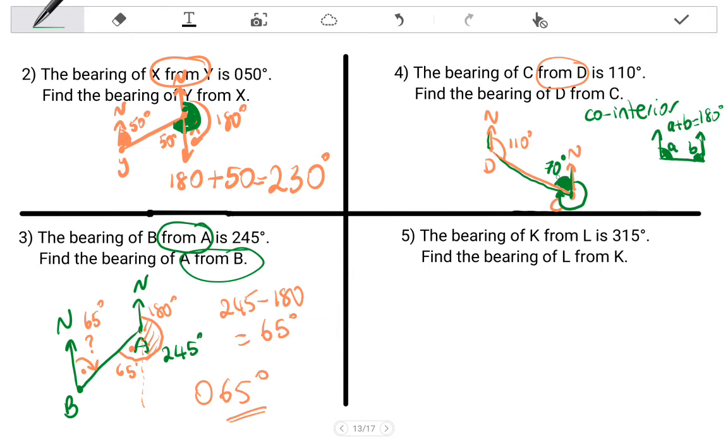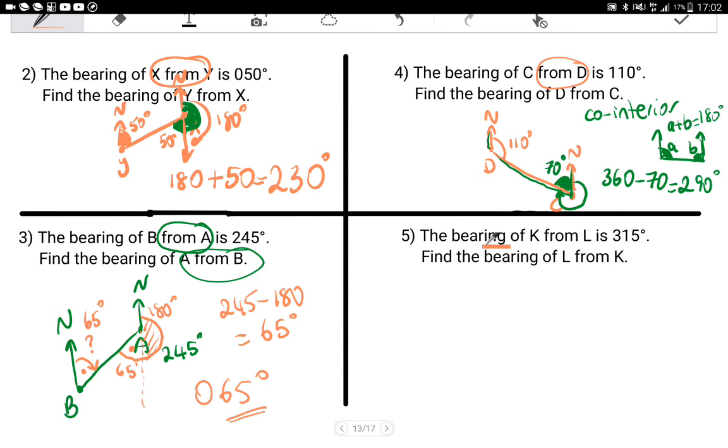If I get this 70 degrees, I know that a full turn must be 360. So if I subtract 70 from 360, I will get the value of the bearing wanted, which is 290 degrees.